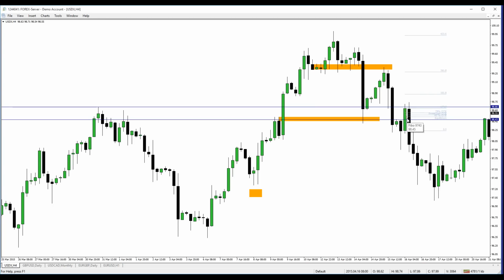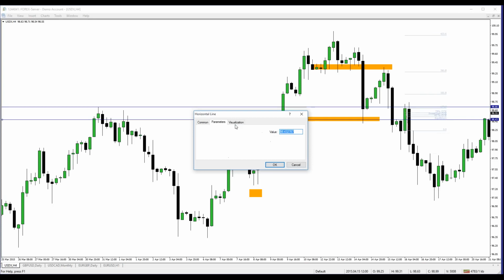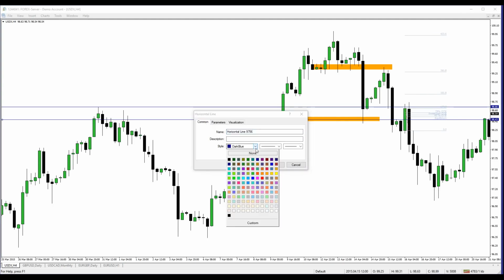Okay, so let me highlight that. It's a little bit of a different color because I want to make a strong distinction between it and the other lines I have on here that I don't want to remove. Yeah, it's just going to have to work.